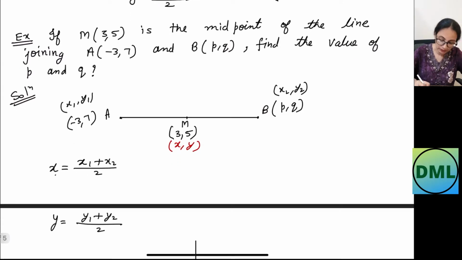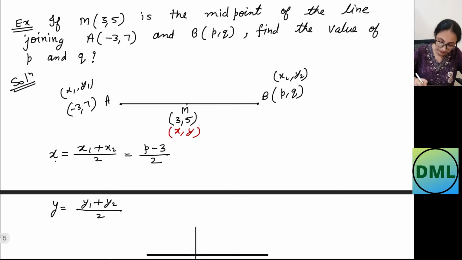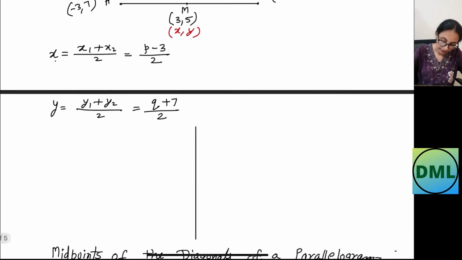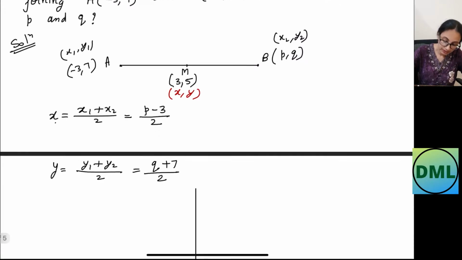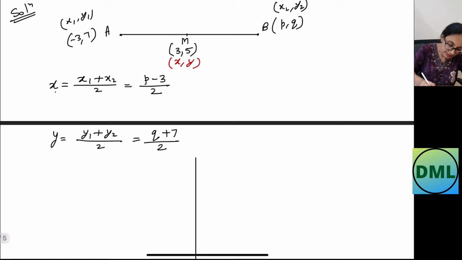x is equal to (x1 plus x2) by 2. Let's apply it here. So it will be (p minus 3) by 2. Let's apply y here: (y1 plus y2) by 2, so that is equal to (q plus 7) by 2. These are the coordinates for x and y. Now, as you can see, M has x coordinate 3 and y coordinate 5. So let's equate it. So x is equal to 3.